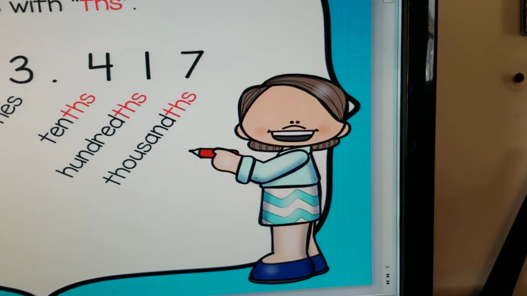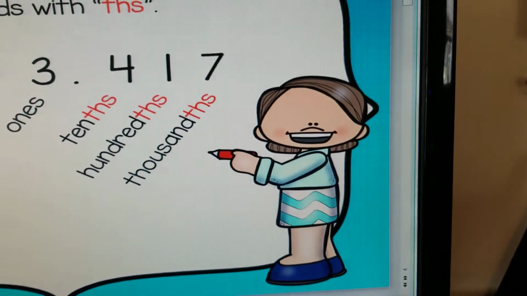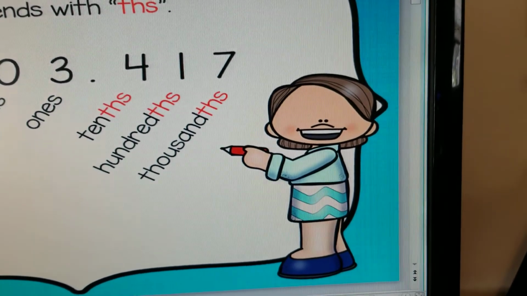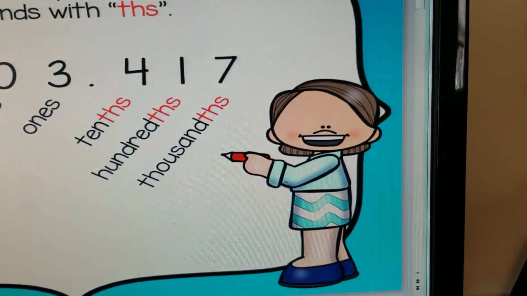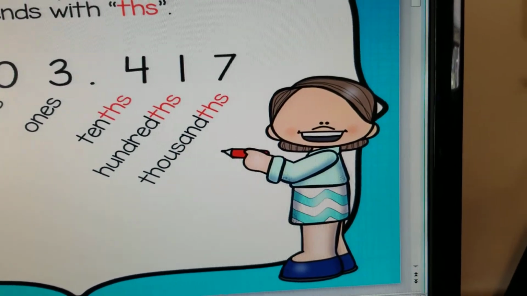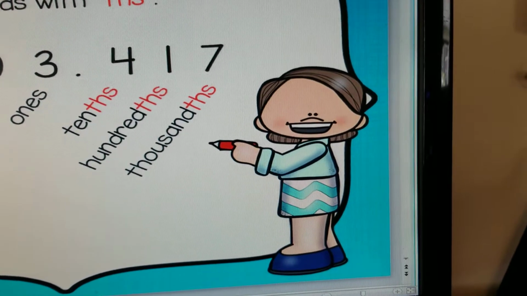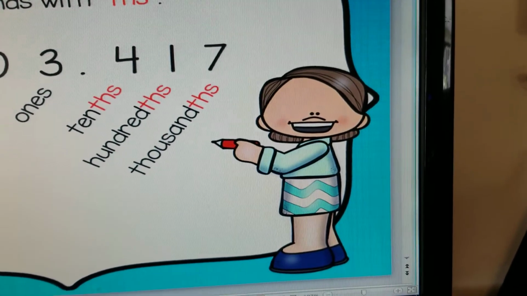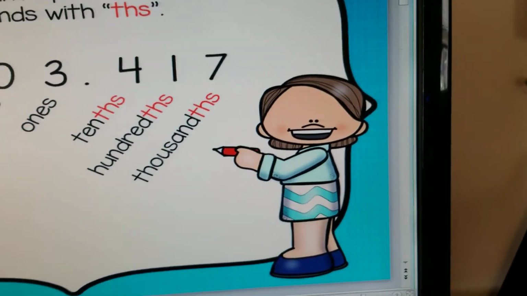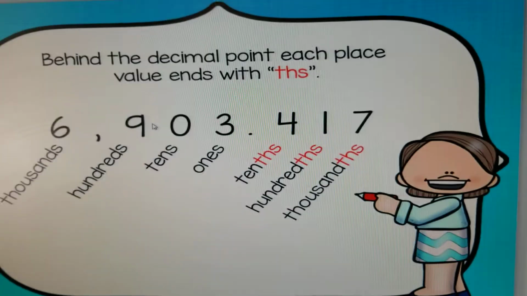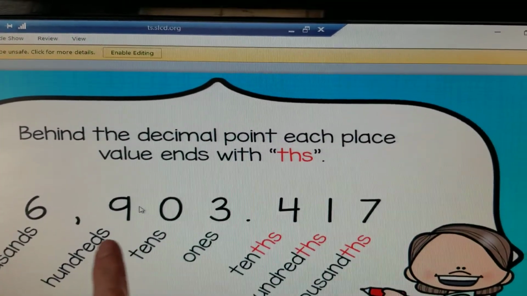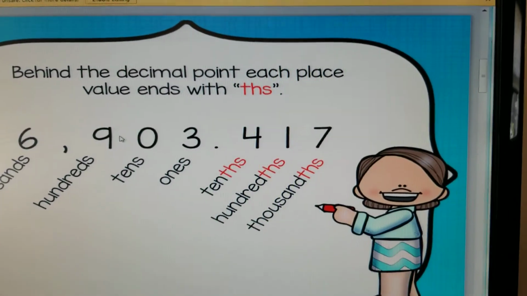One place after the decimal point is the tenths. The next place is the hundredths. And the last place after the decimal point is the thousandths place. Remember, the thousandths place has the least value, and the whole numbers to the left of the decimal point have the most value. They do not end in "ths" because they are whole numbers. You'll see ones, tens, hundreds.